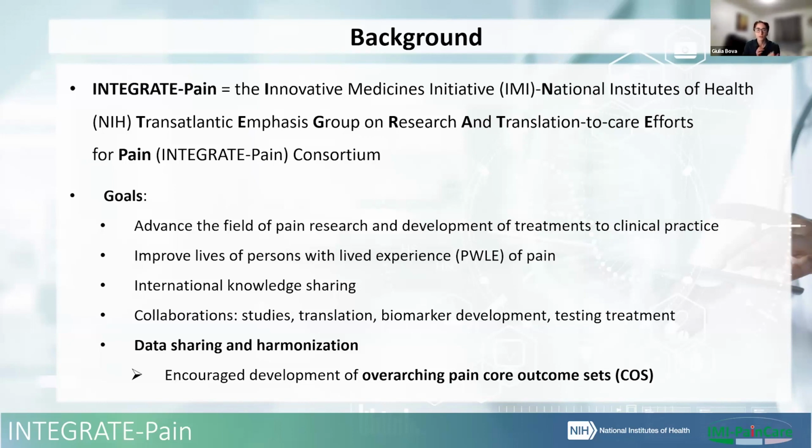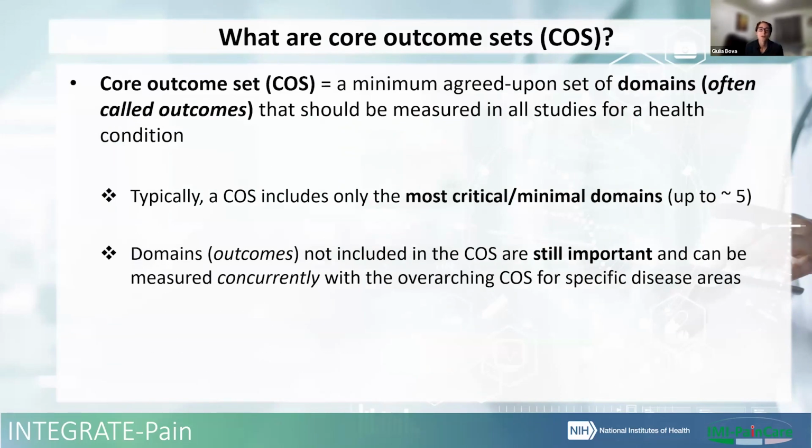And so this group basically tasked us with creating an overarching set of core outcome sets for pain. Core outcome sets are basically an agreed upon set of both outcomes or domains, and then the measurement tools to assess those domains. Generally, they're agreed for a certain health condition to be measured in all studies. They usually include only the most minimal and critical domains, up to about 5.